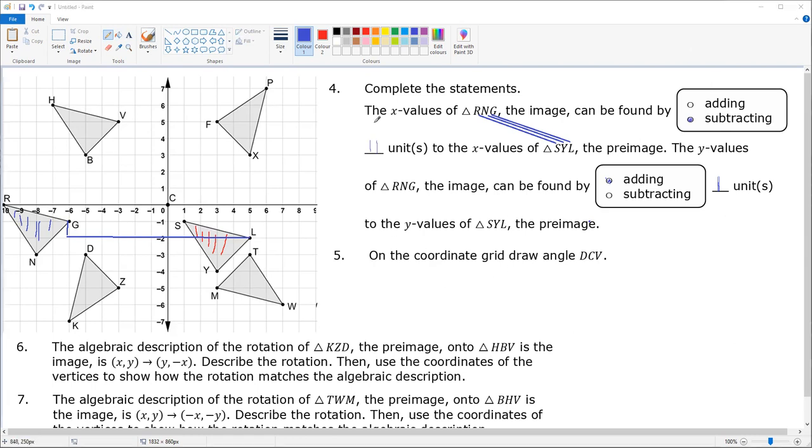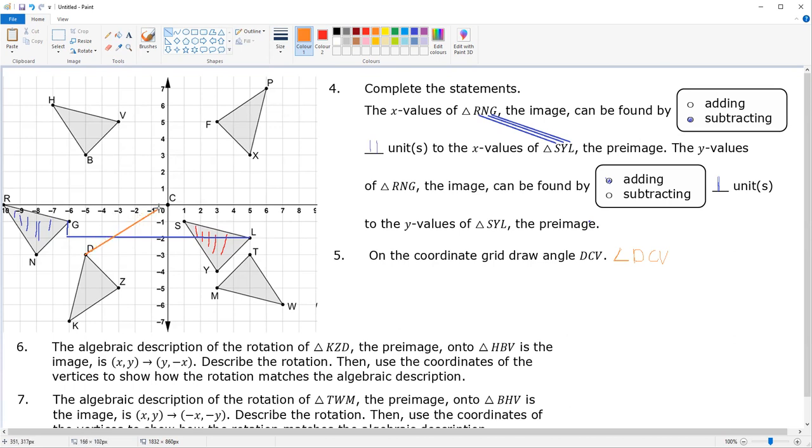Okay, so that was number 1. Number 5 is pretty simple. Let's draw an angle DCV. Another way you can show this is triangle angle DCV. Okay, so I grab the orange one. D is the starting point, V is the end point, C is my vertex. So I'm going to go from D to C, and then V to C, and there is angle DCV, and it looks pretty close to a right angle. I read ahead, so I kind of know that it is.